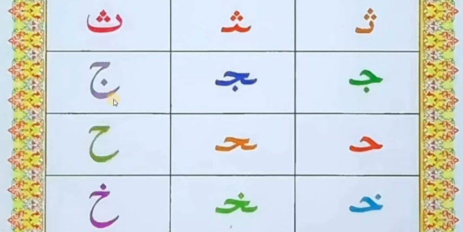Next three letters are Jim, Ha, Kha. These three letters also have the same shape. When we cut their lower parts, the remaining parts will be short forms, like Jim, Ha, Kha. These are short forms.